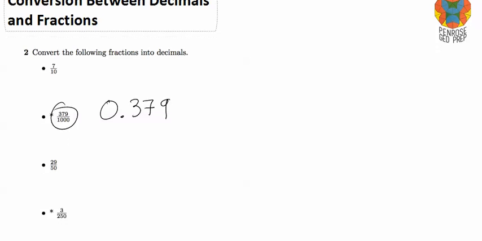Let's try another example. So here we have 3 over 250. This one's a little harder because 250 doesn't look like what we want. But we can change our fraction around a little bit so that it works. If we multiply it by 4 over 4, which we can do because that's just multiplying by 1, what we get is 12 over 1,000.